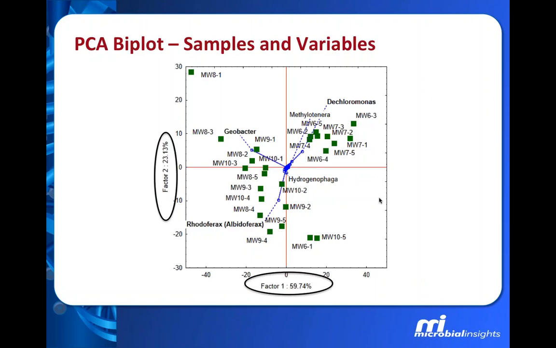So samples that are near the end where the variables are, for instance, the Dichloromonas and MW6-3, those would have higher concentrations of that particular genus. If you imagine that vector extending the opposite direction all the way down to the end, those would have the lowest abundance of, or lowest amount of reads that we're seeing of that particular genus of microorganisms. So like MW9-4 would have a lower amount of reads for Dichloromonas in that sample.